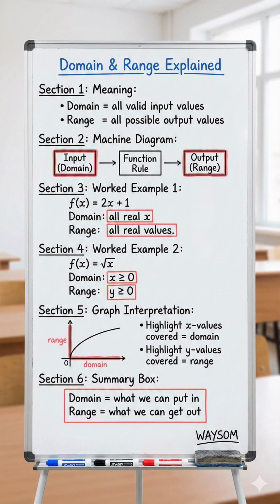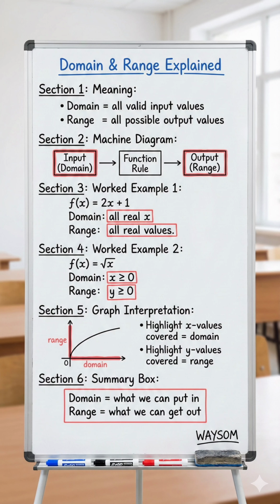Shift your attention to the second example. Here the function is square root of x. You cannot take the square root of negative numbers in real mathematics. That means the domain begins at 0 and extends upward. Because the output is also square root values, the range also starts at 0 and goes upward. This example clearly shows how domain restrictions generate range restrictions.